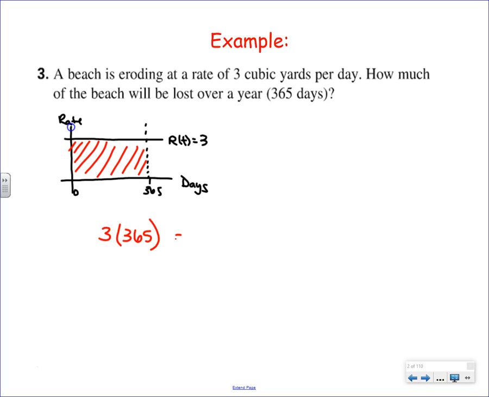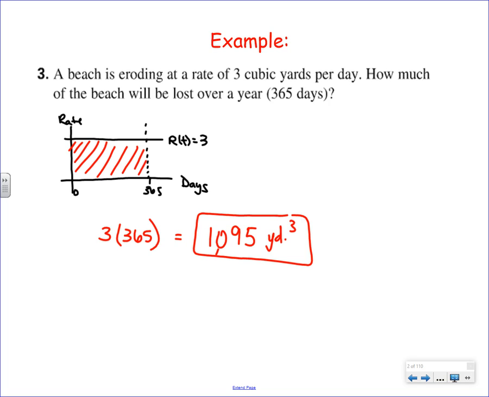Now, what's the way to double check that you're doing it correctly? Dimensional analysis, because you have yards per day times days. Is that going to end up being yards? What kind of yards? Cubic yards. Good, talking about the volume. You guys ended up with 1095. Good. Those would be yards cubed, because you're not just talking about the surface, you're talking about all the sand, which is a volume. Does that make sense? Do you want to write that as an integral?